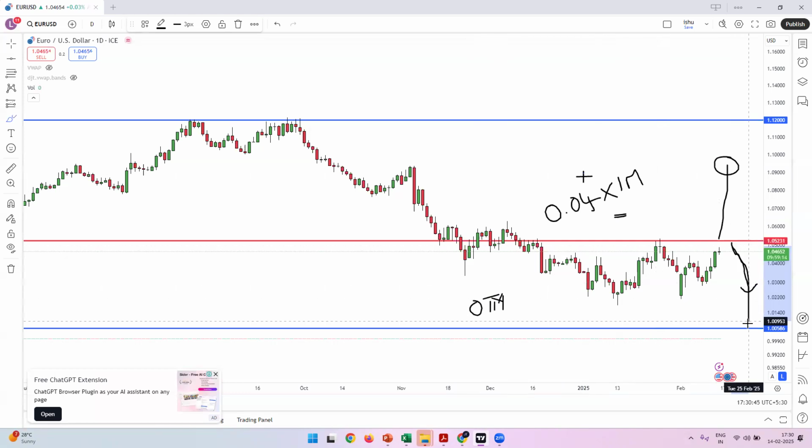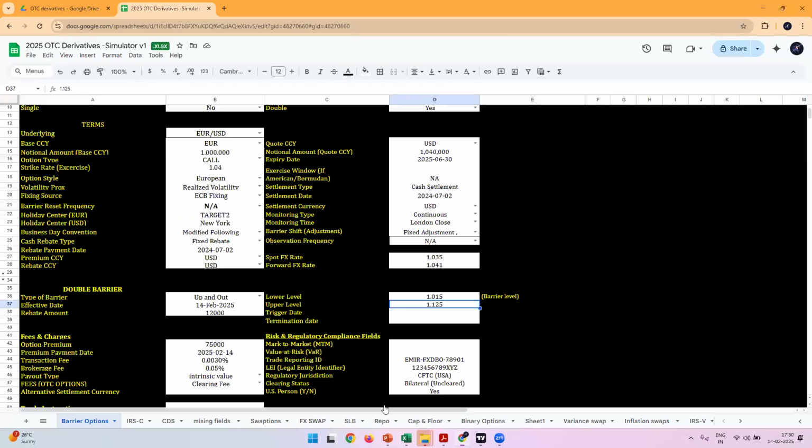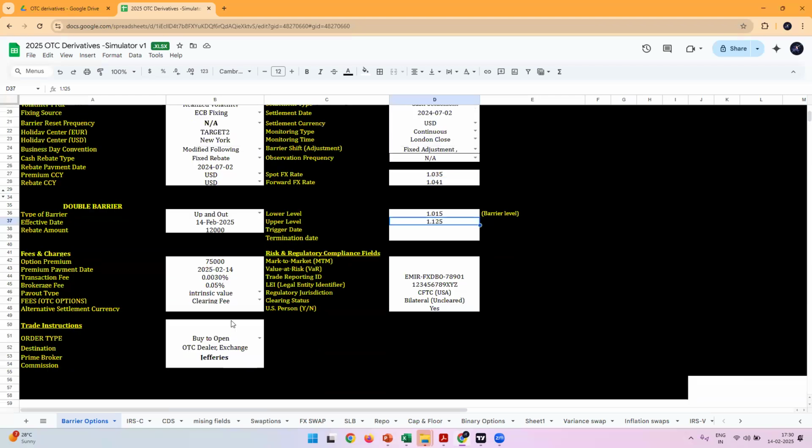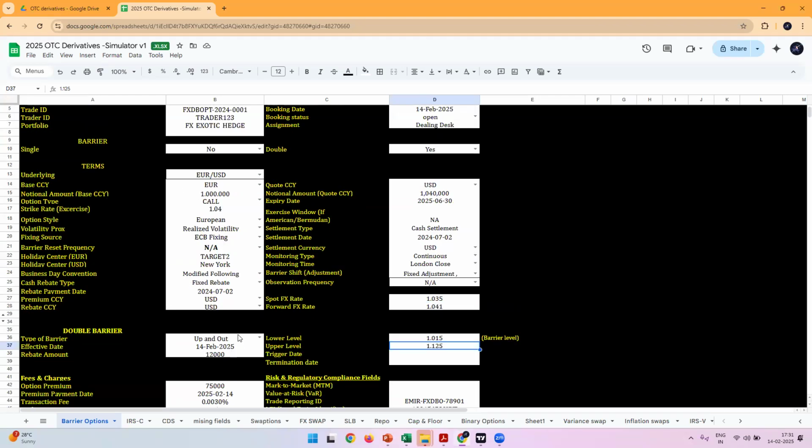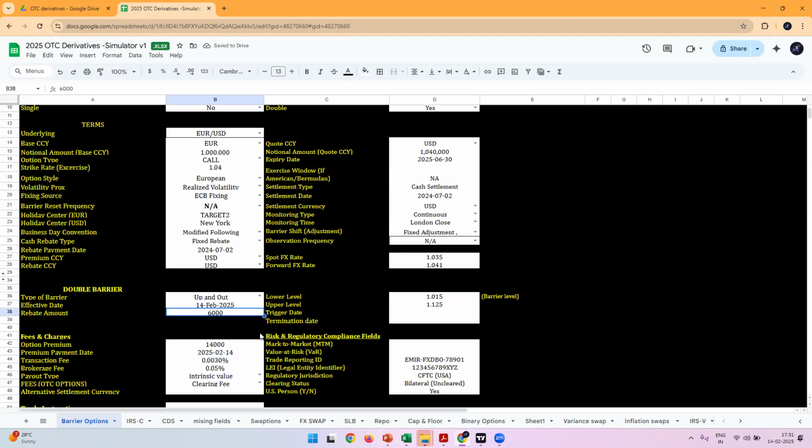Assuming the price goes and touches this lower barrier before the expiry, then the holder, that is the hedge fund here, will receive a rebate amount. Let's say the rebate amount is around $6,000. So they will receive $6,000 as compensation, and you can see here $14,000 is the premium.